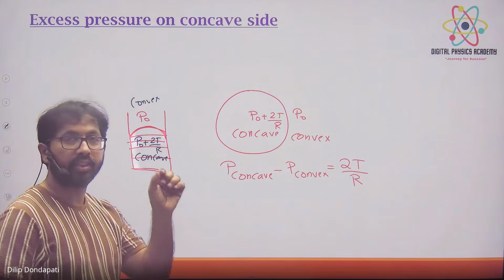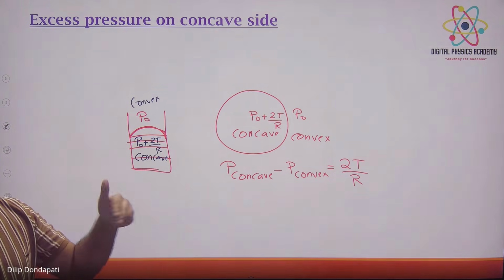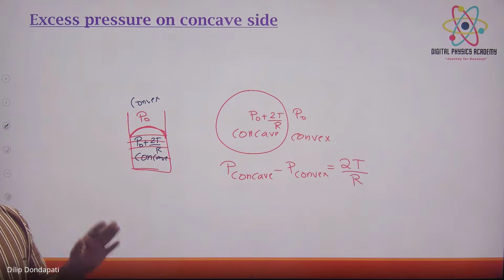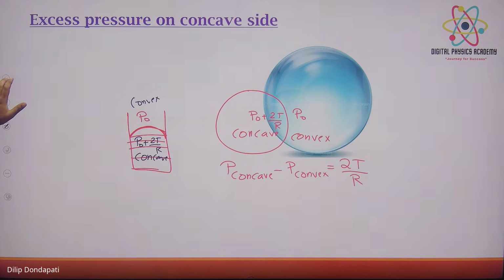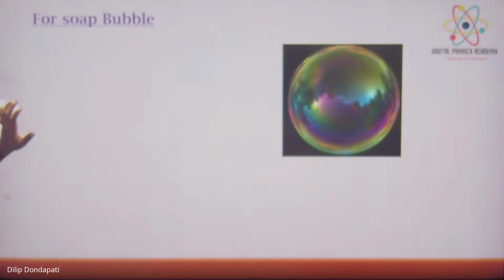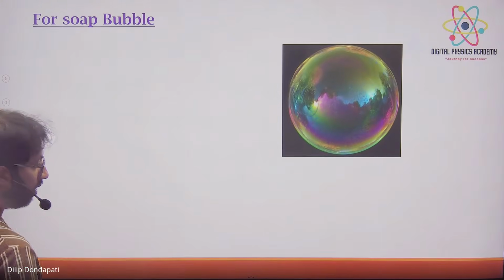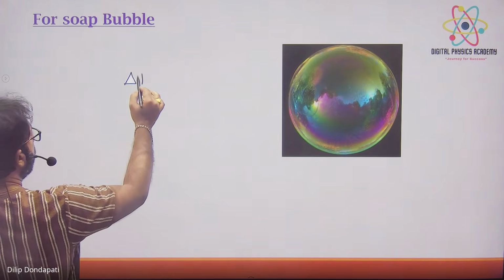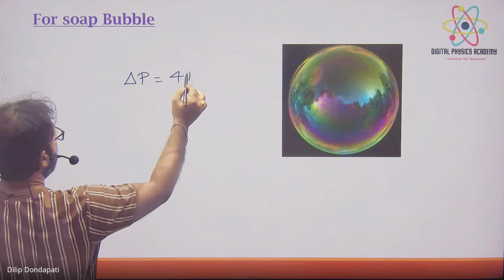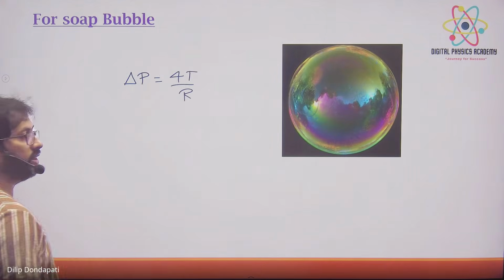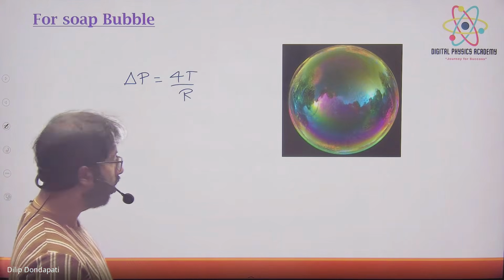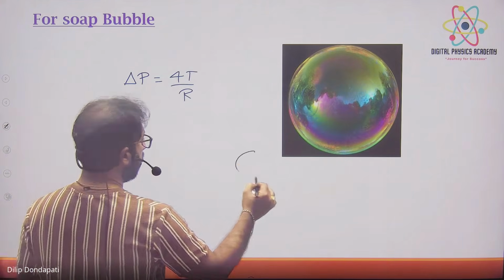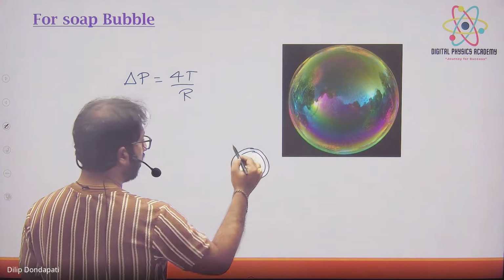Since soap has thickness, 2 layers, right? 4T by R आएगा, that's it. सोप है तो 4T by R use करेंगे और liquid drop है तो 2T by R लगेगा. देखो soap bubble में pressure कितना है? Delta P will be equal to 4T by R. Since it's 2 layers, into 2 करने का. This is the excess pressure inside the liquid drop. For a soap bubble, it will be 2 layers.